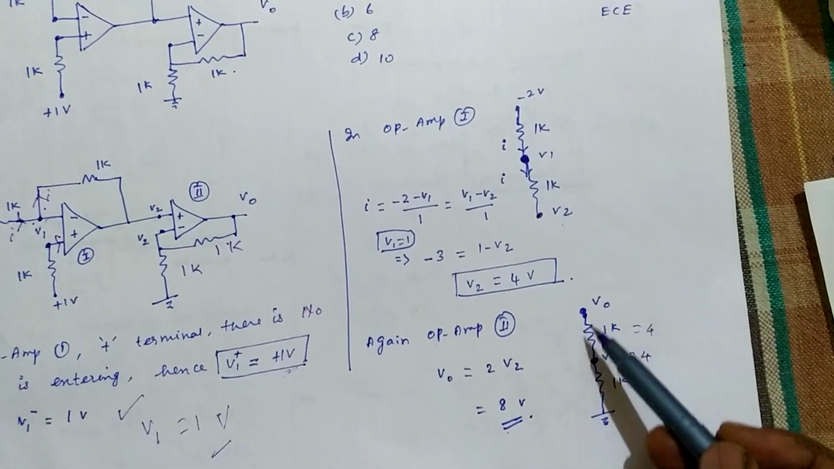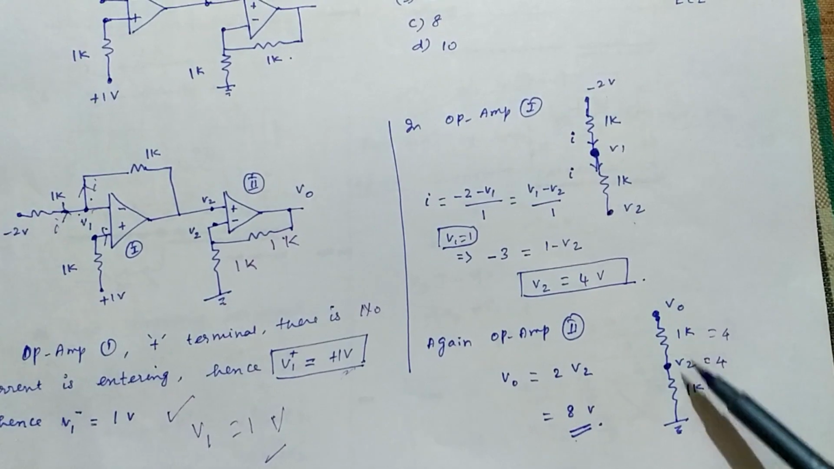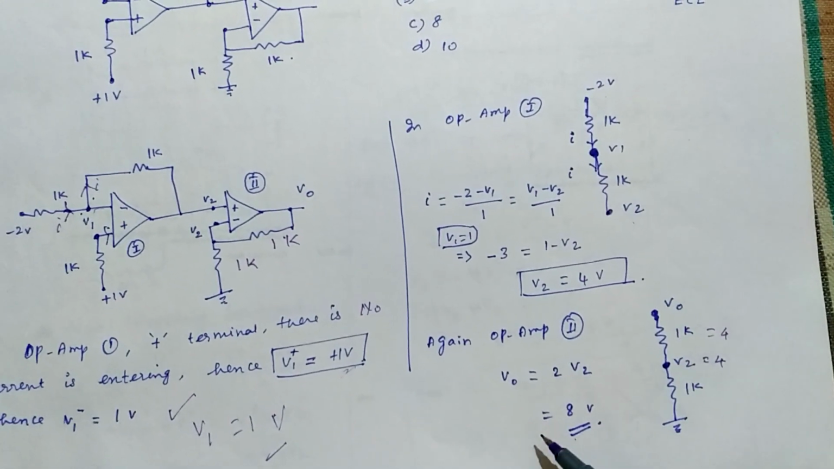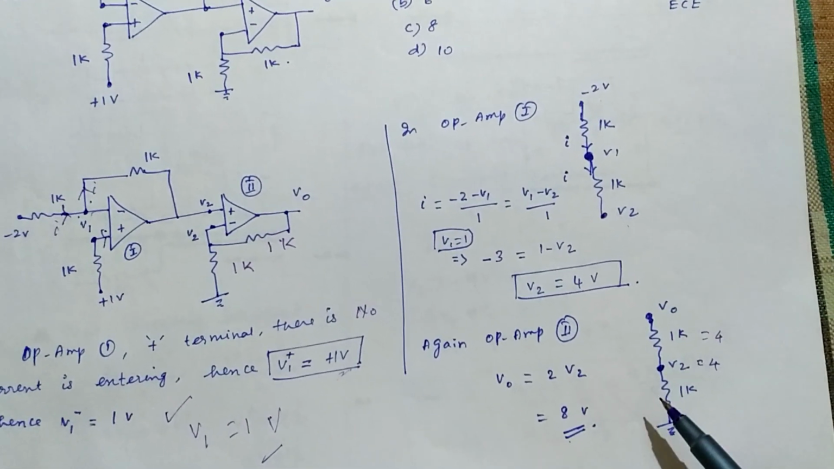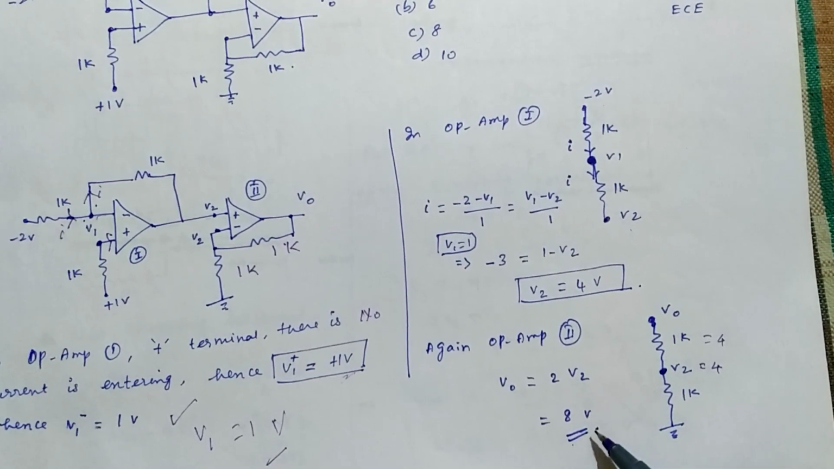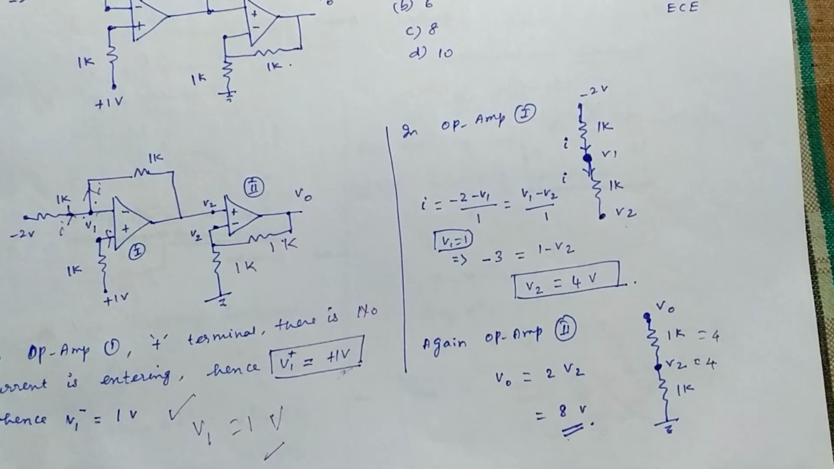So the net output voltage is equal to 8, that is 2 times V2. That is 8 volt is the output.